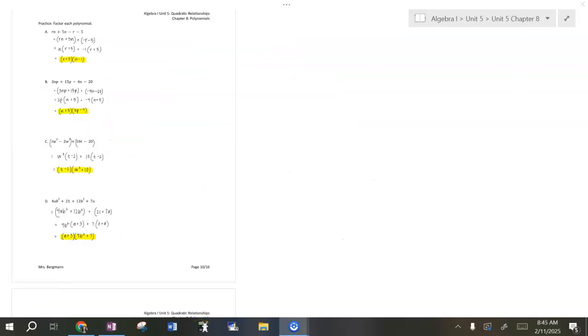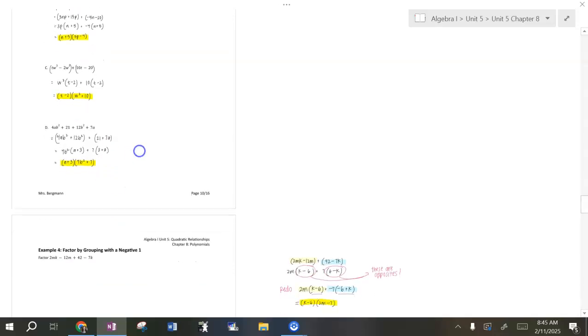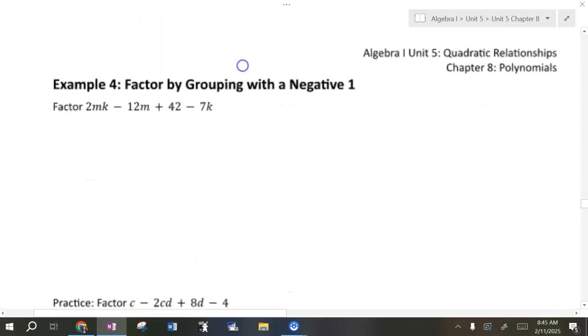Here are the correct answers for the practice problems. Take a look at them, pause it if you need to, and write down any questions that you might have. And now we're going to finish up with one last problem where we might not always get exactly what we want when we factor it out. Let me show you what I mean by that.